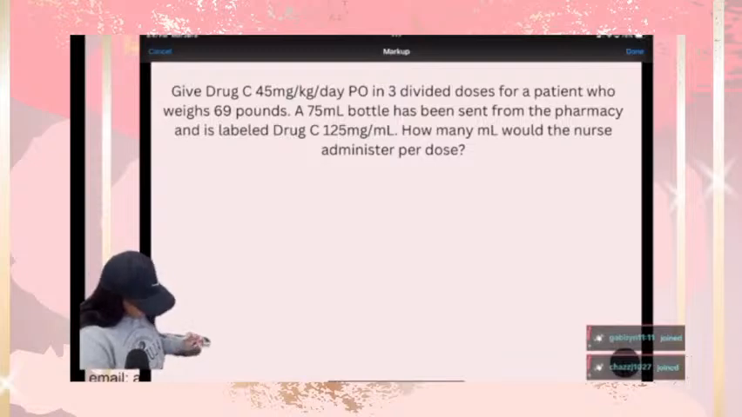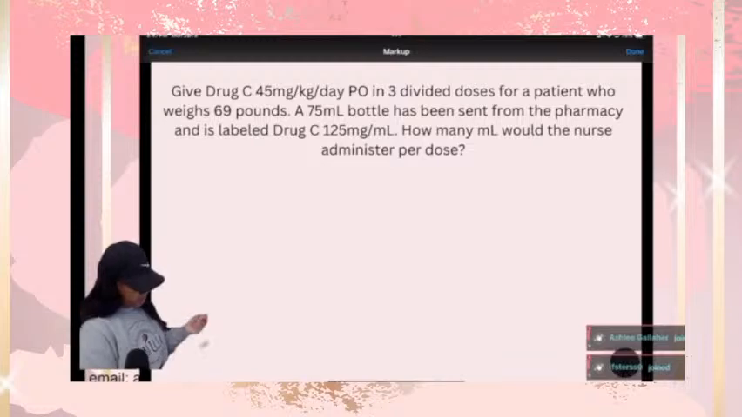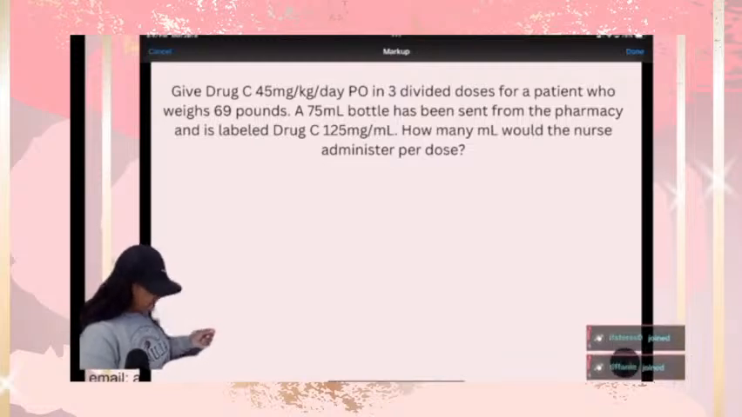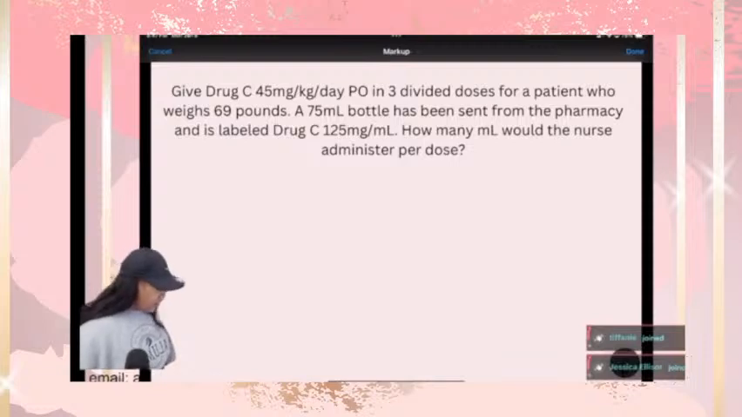Alright. So drug C. 45 milligrams per kilogram per day by mouth, because that's what PO is, and 3 divided doses for a patient who weighs 69 pounds. A 75 ml bottle has been sent from pharmacy and is labeled drug C. Ooh, this is a good one. Okay, drug C, 125 milligrams per ml. How many milliliters would the nurse administer per dose?